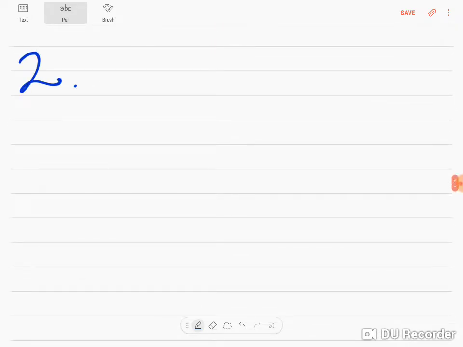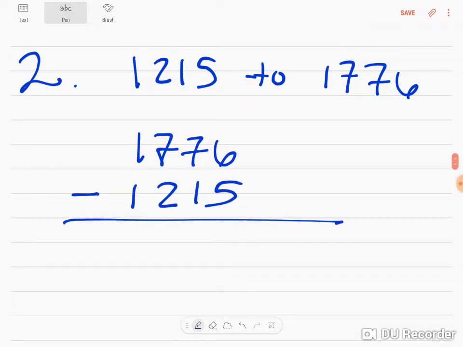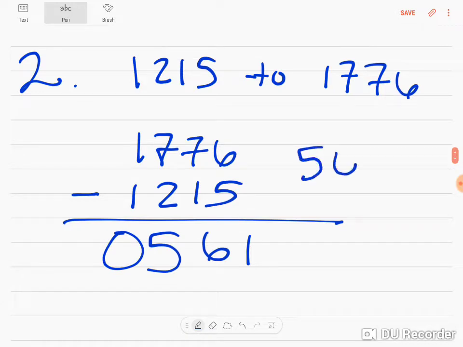All right, let's go to number 2. How many years were there from 1215 to 1776? Take the 1776. We're going to minus it so we can see what was in between. 6 minus 5 is 1. 7 minus 1 is 6. 7 minus 2 is 5. And 0. 561 years.